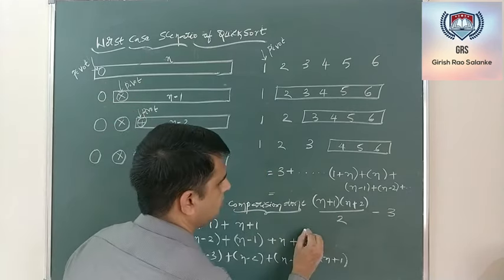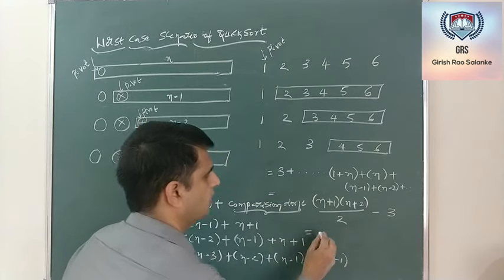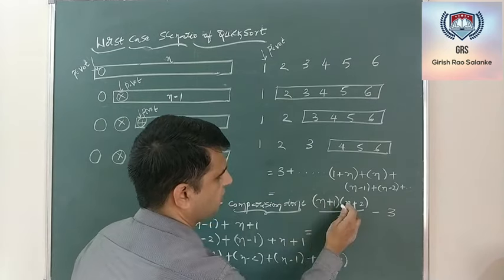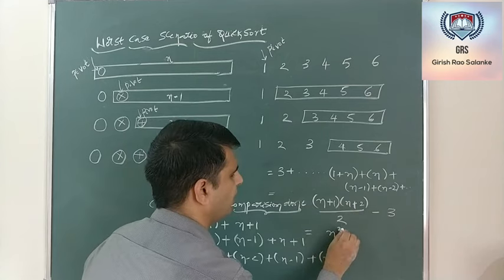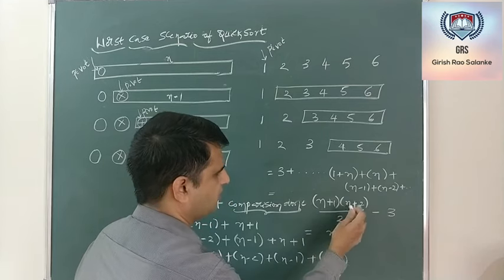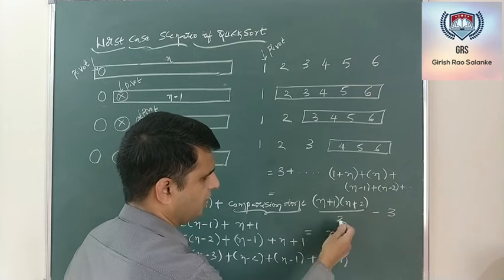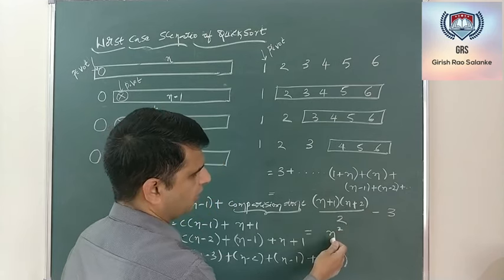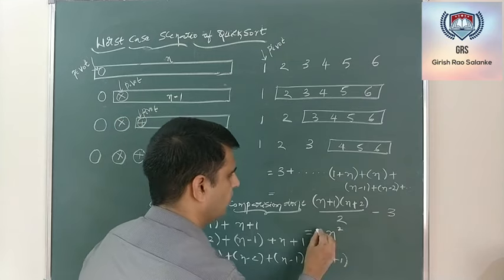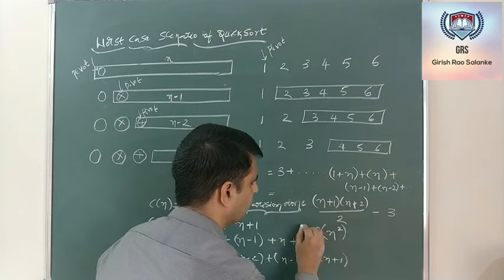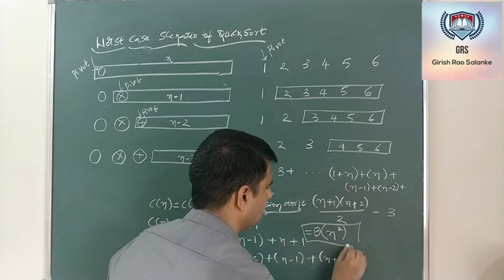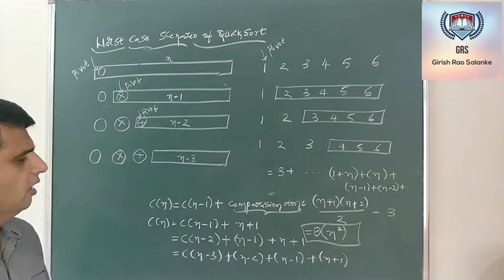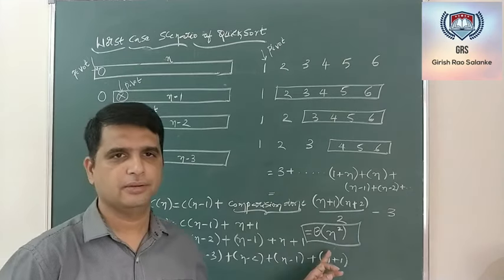So this is nothing but, asymptotically, n square plus something. I can write it as n square plus 3n plus 2 whole divided by 2. Out of that, n square is asymptotically greater, n square minus 3. So this is theta of n square. So please note that the worst case scenario of quicksort is n square.